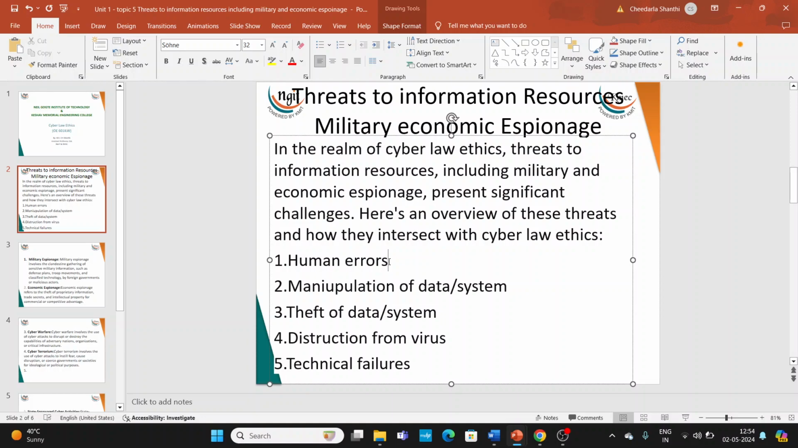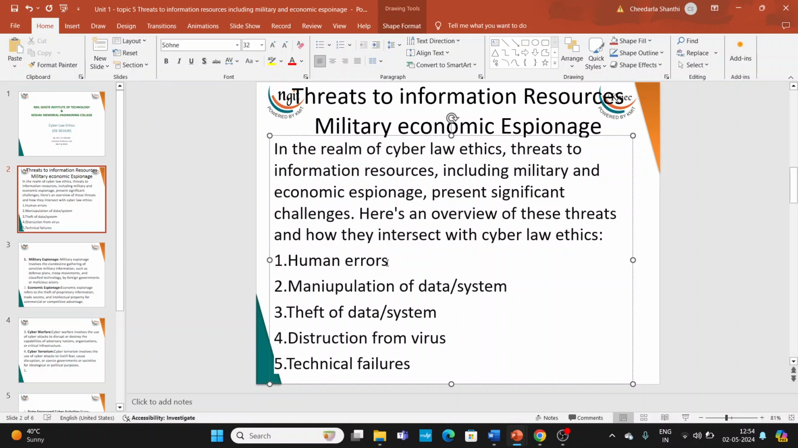This is also one of the thefts in the first case: human error theft. In information resources, we can take the information from the human also. Before going for theft of the data, we have to identify where a human will do something wrong. Those are ready to hack the data.